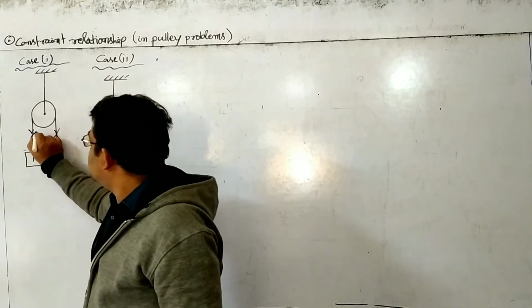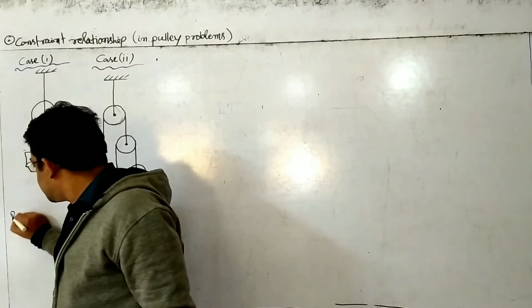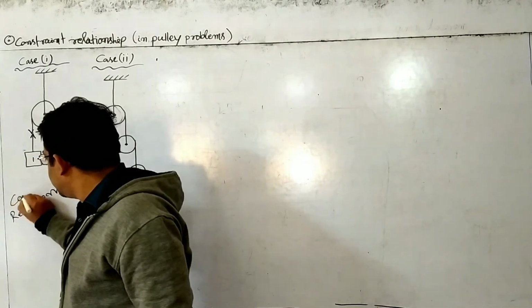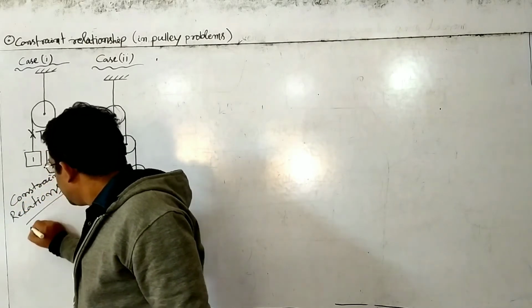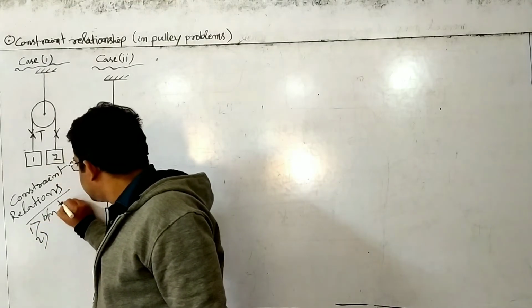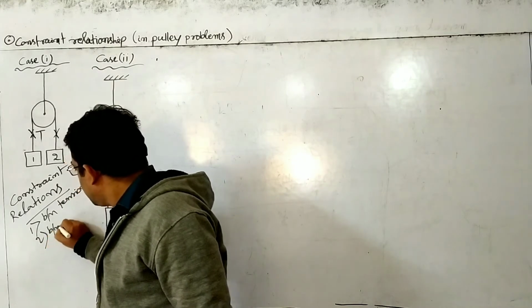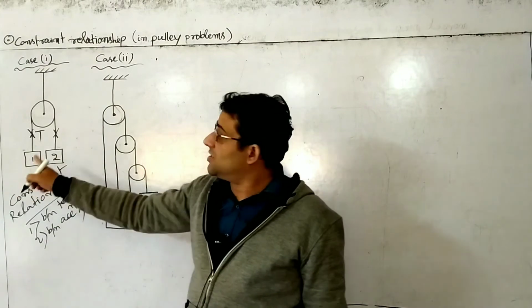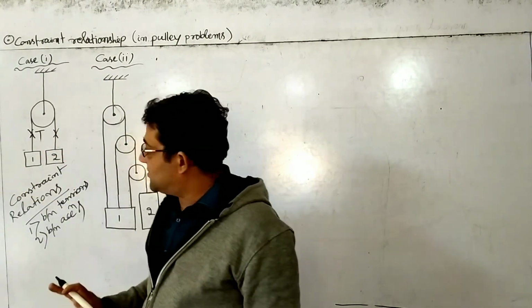So the tension relation we do not need. When we say relations, we mean constraint relations. There are two constraint relations: one is between tensions and the other between accelerations. Here in this case, case 1, we have to find out the relationship between accelerations.